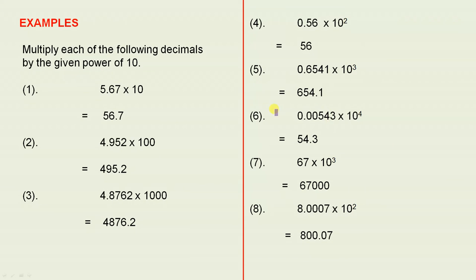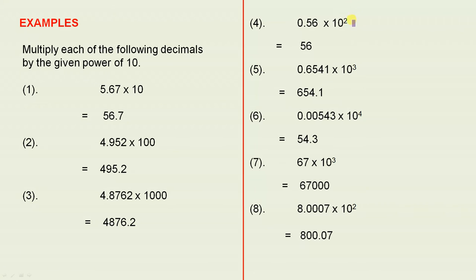Let's have a look at some examples. Multiply each of the following decimals by the given power of 10. 5.67 times 10, that's 10 to the power of 1. So you move the decimal point one place to the right. Number 2. 4.952 times 100, that's 10 squared. So you move the decimal point two places to the right. Number 3. 4.8762 by 1000, that's 10 to the power of 3. So you move the decimal point three places to the right for that answer.